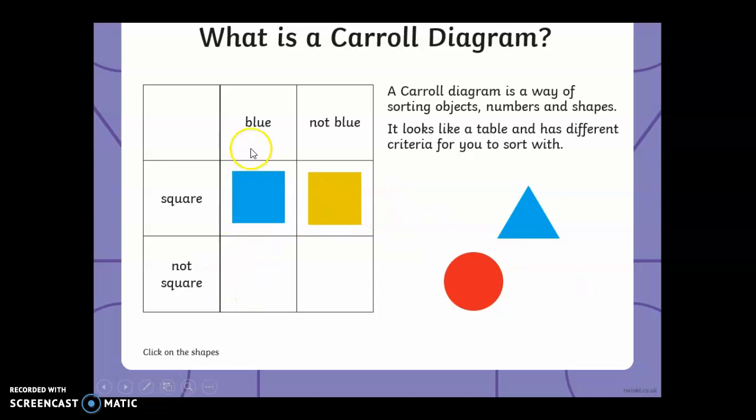Next one, anything that is blue but is not a square. Alright, this is a different one then. Anything that is blue and is not a square. Can you spot any shape? Something that's blue but not a square. This is it, blue triangle. And for the last one, anything that is not blue and not a square either. And we have a red circle.